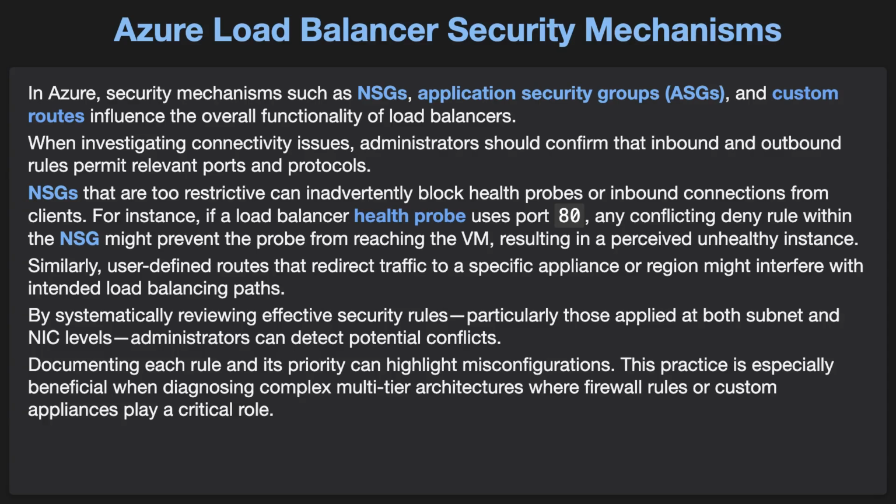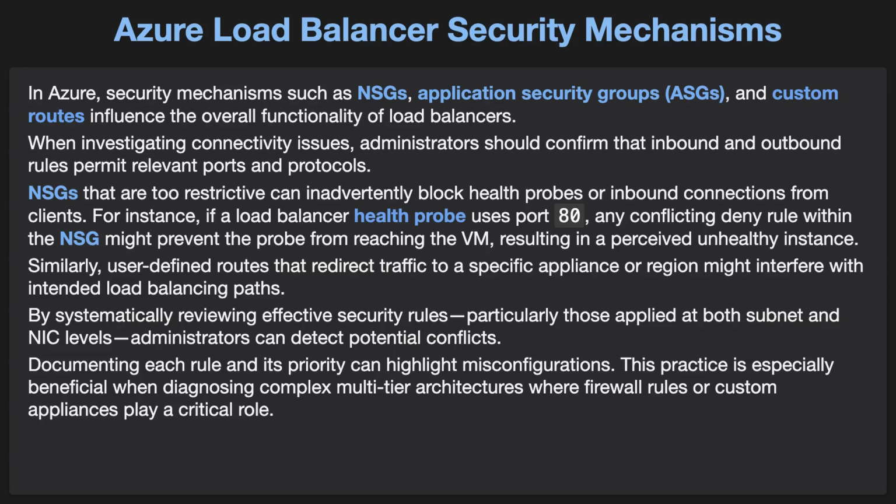In Azure, security mechanisms such as NSGs, application security groups, ASGs, and custom routes influence the overall functionality of load balancers. When investigating connectivity issues, administrators should confirm that inbound and outbound rules permit relevant ports and protocols. NSGs that are too restrictive can inadvertently block health probes or inbound connections from clients. For instance, if a load balancer health probe uses port 80, any conflicting deny rule within the NSG might prevent the probe from reaching the VM, resulting in a perceived unhealthy instance.